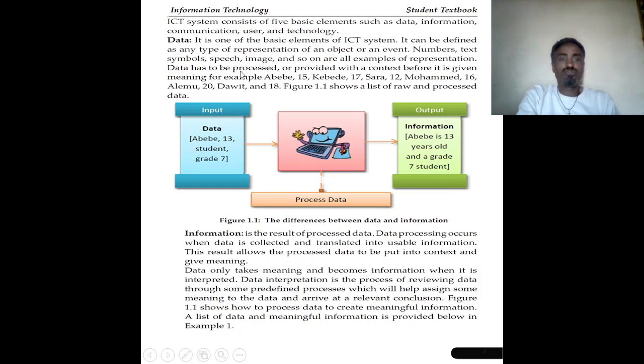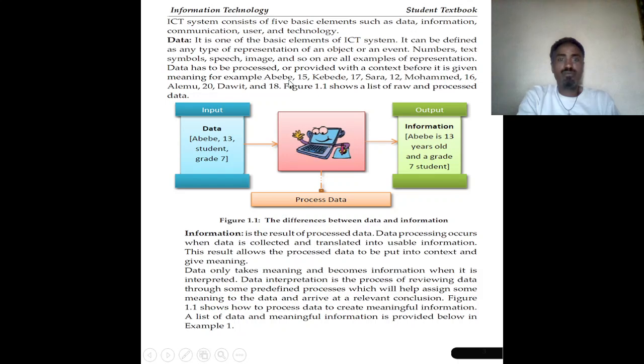Data has to be processed to have a complete meaning, to stand alone by itself. By itself, it has no meaning. Data has to be processed or provided with context before it is given meaning.